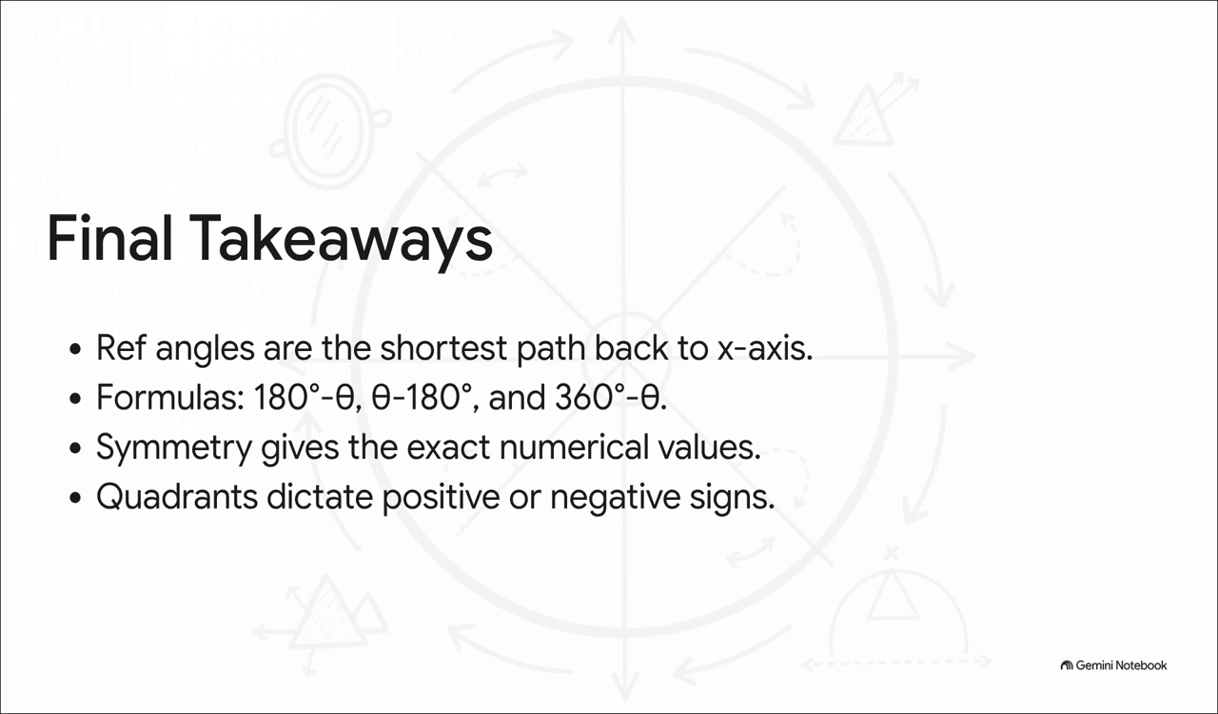Third, remember that the unit circle is perfectly symmetrical, meaning the reference angle hands you the exact numerical values for sine and cosine straight from quadrant I. And lastly, the quadrant your angle lands in is the ultimate decider for the positive or negative signs, which you can always double-check using that All Students Take Calculus trick.